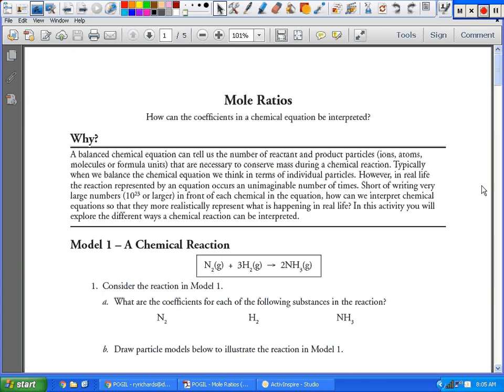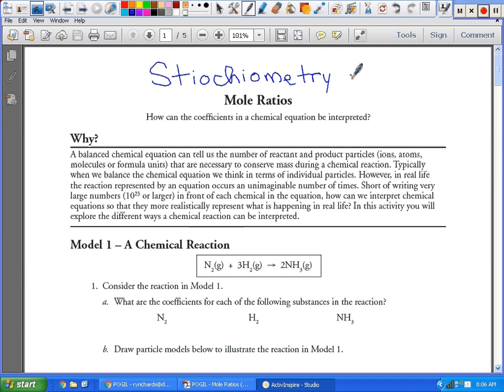All right, guys, today we're actually going to start chapter 9. Stoichiometry. It is my favorite word in all of chemistry, and I want you to write this up here at the very top. What stoichiometry means is counting in chemistry.